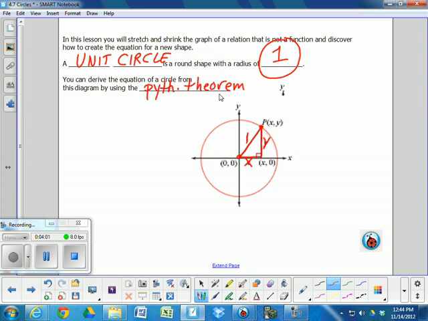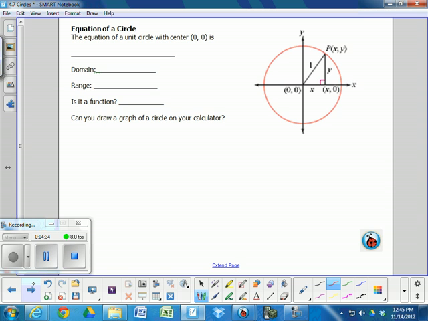So the circle is the set of all points going around that red shape, right? It's the set of all points that satisfy this equation. X squared plus y squared equals 1 squared. Okay? That's the equation of the unit circle. X squared plus y squared equals 1 squared. They ask you about domain and range, right? In the next part of the notes, they ask you about domain and range.